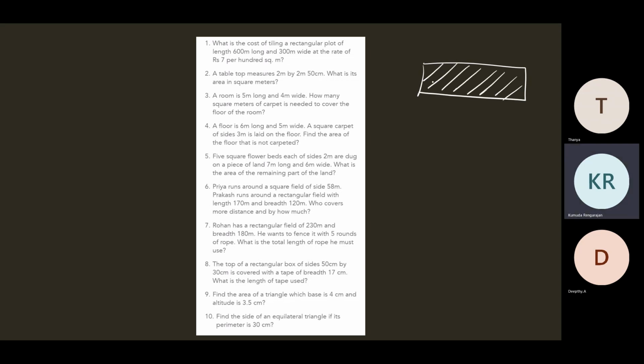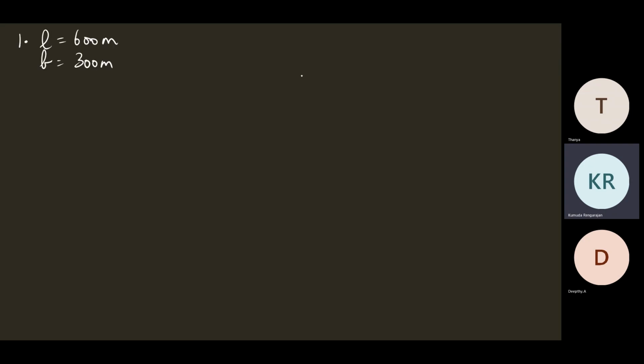So this is the area of the rectangular plot. If it's about fencing or compounding, that happens along the perimeter. Laying tiles happens in this part of the rectangular plot, which is the area of the plot. So clearly here we have to find the area of the rectangular plot first.